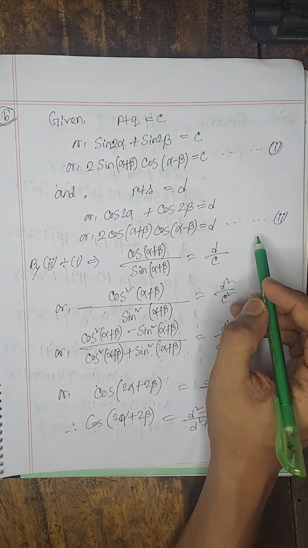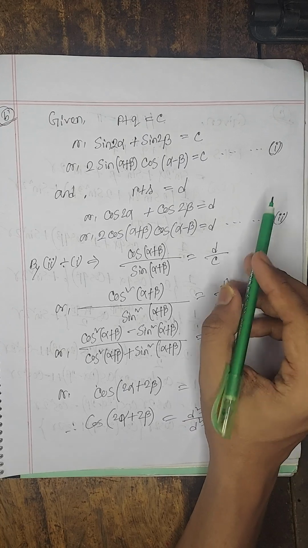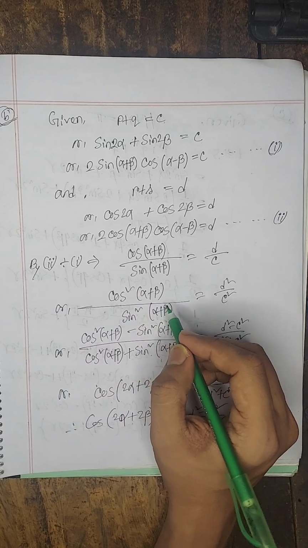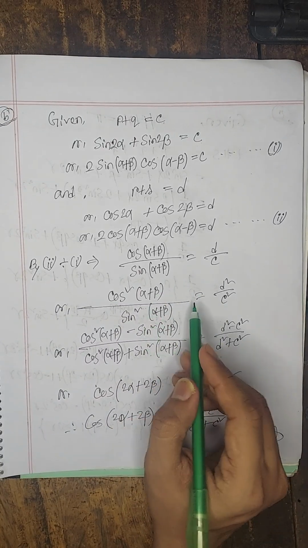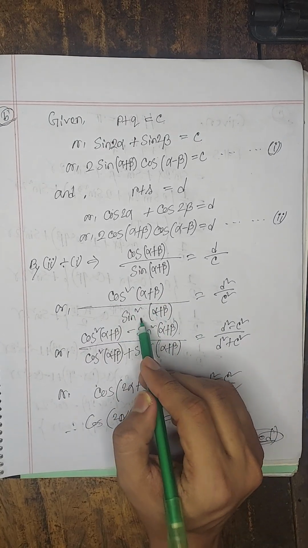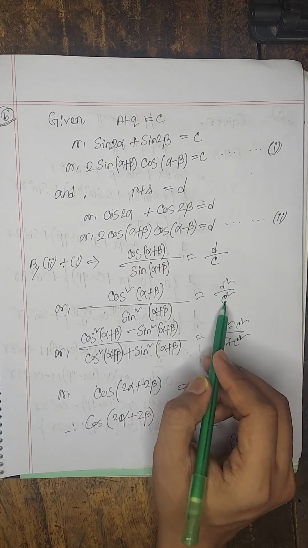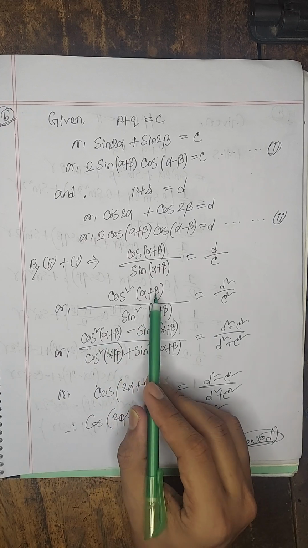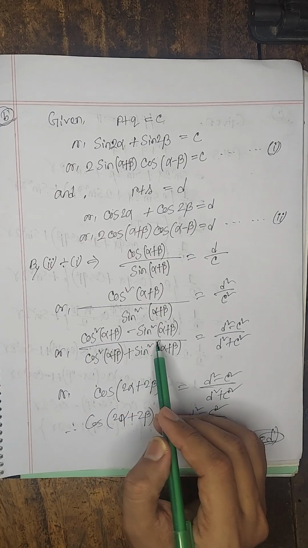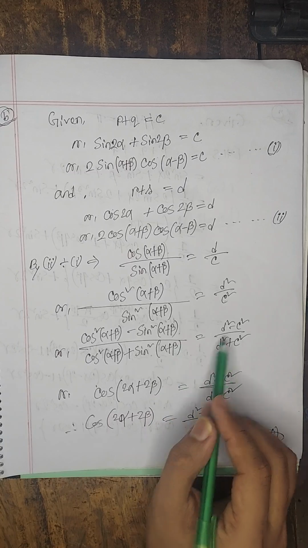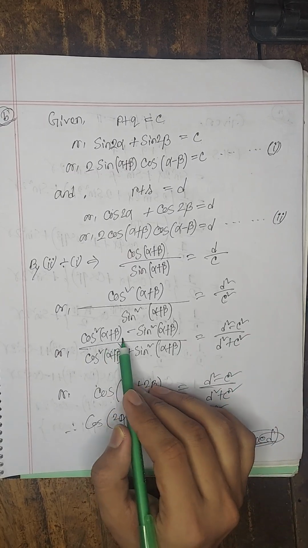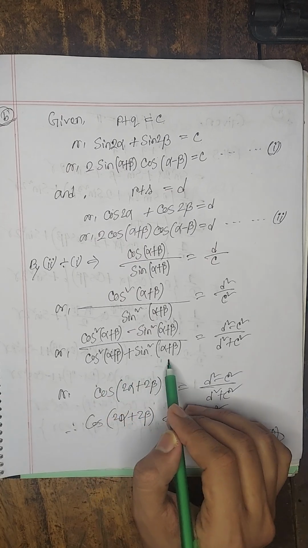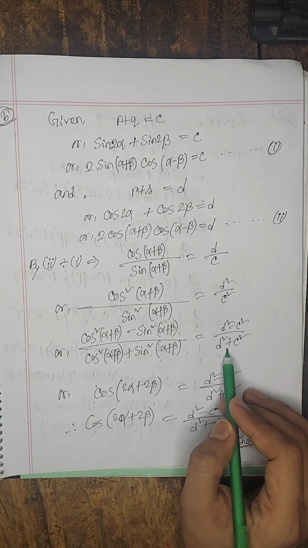Then we can divide equation 2 by equation 1, cos alpha plus beta divided by sin alpha plus beta is equal to d by c. Then we square on both sides, cos square alpha plus beta by sin square alpha plus beta is equal to d square by c square, and then we have to apply componendo and dividendo here: cos square alpha plus beta minus sin square alpha plus beta divided by cos square alpha plus beta plus sin square alpha plus beta is equal to d square minus c square divided by d square plus c square.